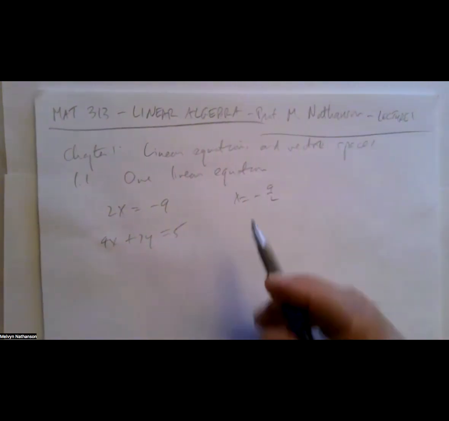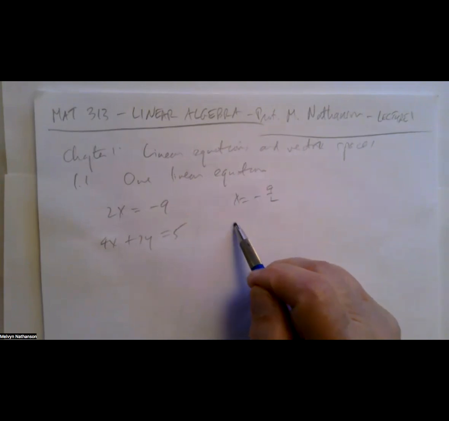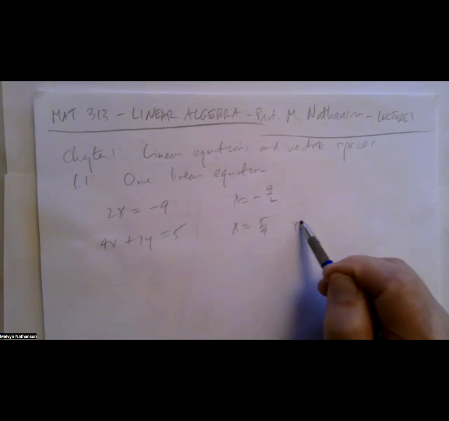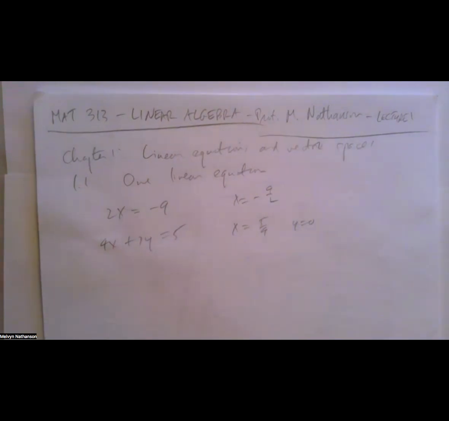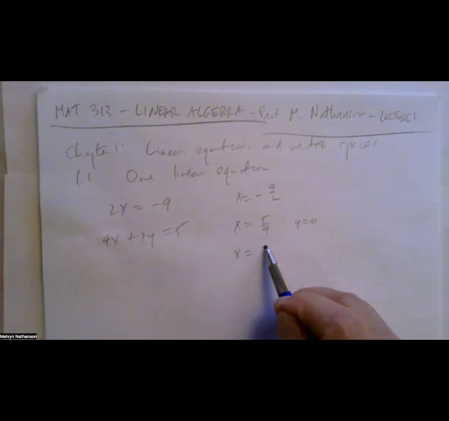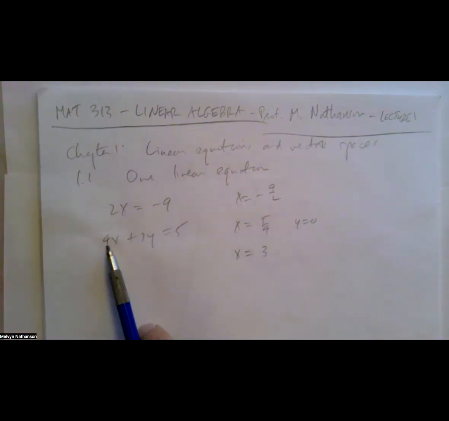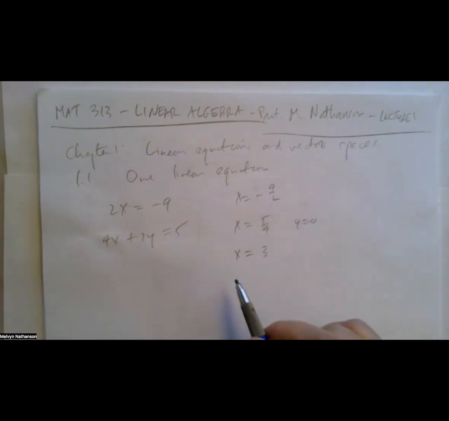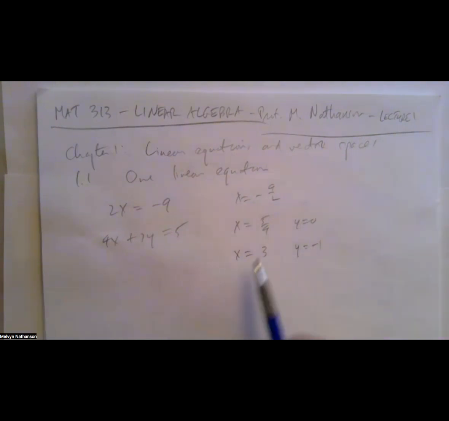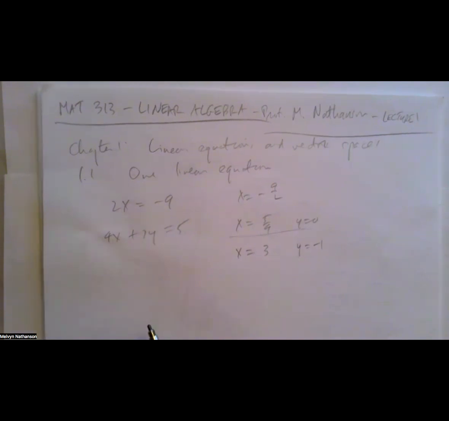For example, one solution would be x equals 5/4, y equals 0. Or x equals 3. If x is 3, this is 12. So 7y has to be equal to minus 7, so y equals minus 1. So these are two different solutions of this equation. And of course, there are many, many more.